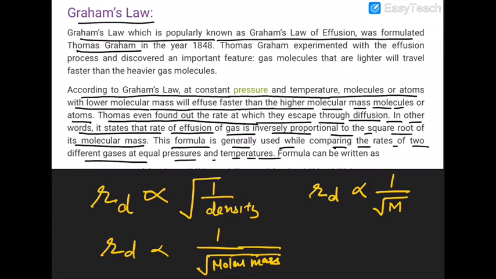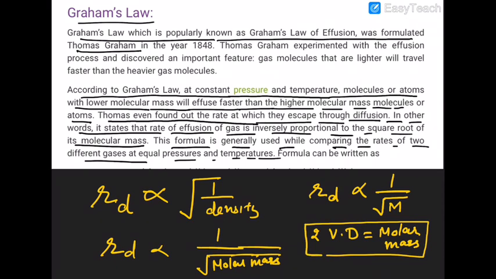The reason being that 2 into vapor density is known as what? It is known as the molar mass of the gas. 2 into vapor density is called the molar mass of the gas. Are you sure about that? So in place of density you can use molar mass. Is that clear to you?